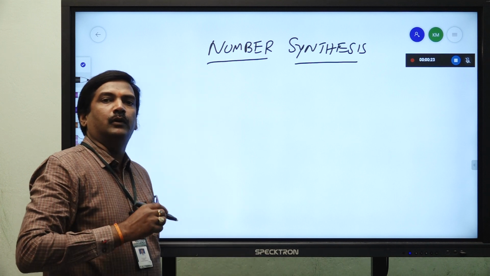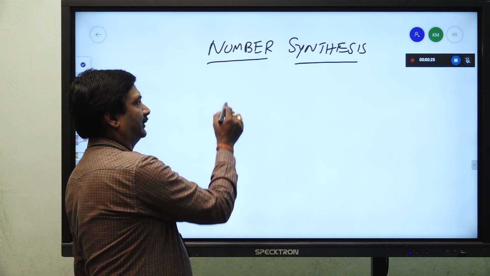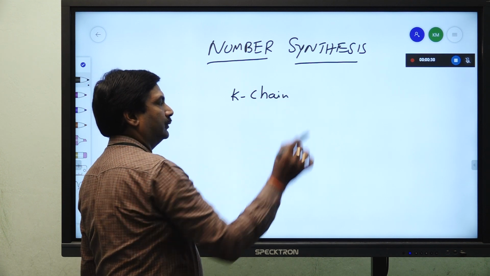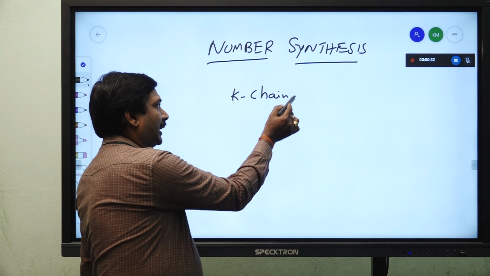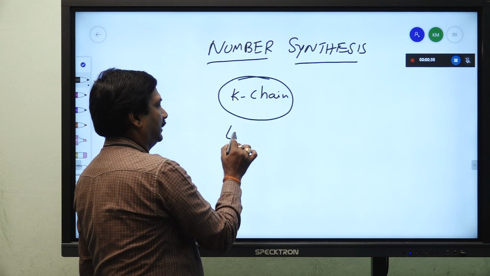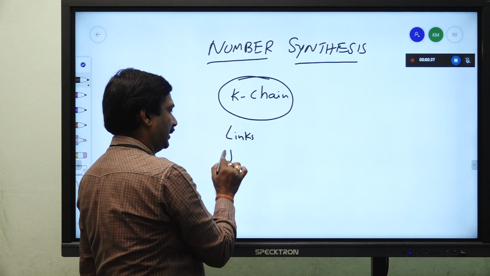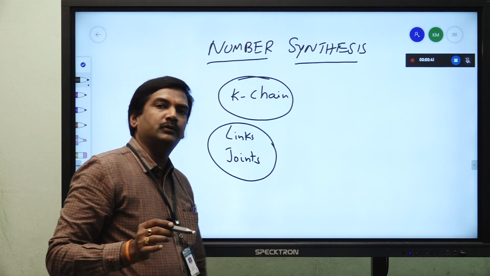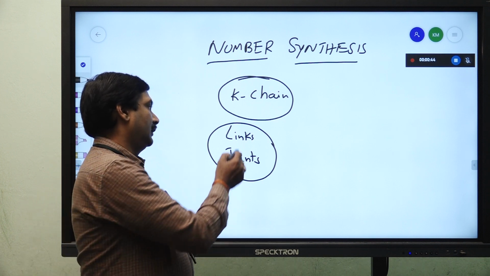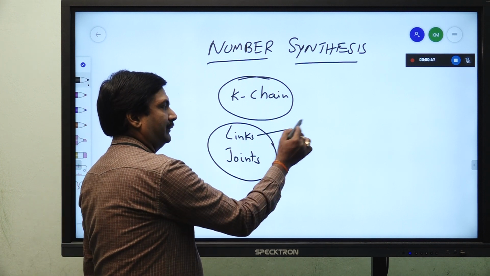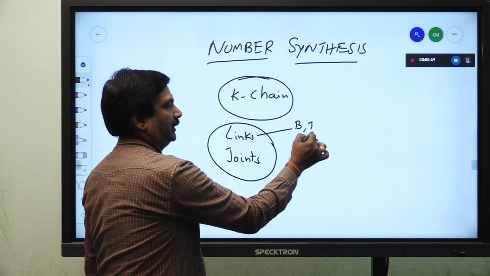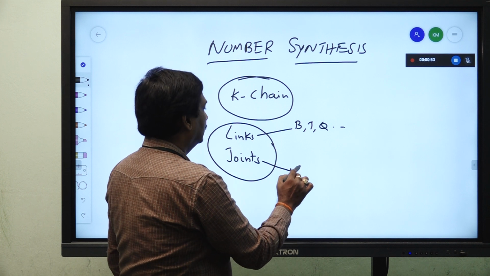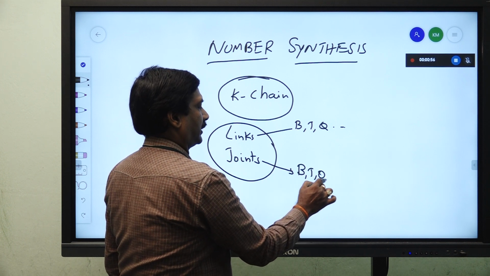So, first we need to know what is meant by number synthesis. In a particular kinematic chain, generally referred to as a K chain, we have links and we have joints. These two are paired. In the links we have many varieties: binary link, ternary link, quaternary link, like this, and in the joints also, binary joint, ternary joint, quaternary joint, etc.